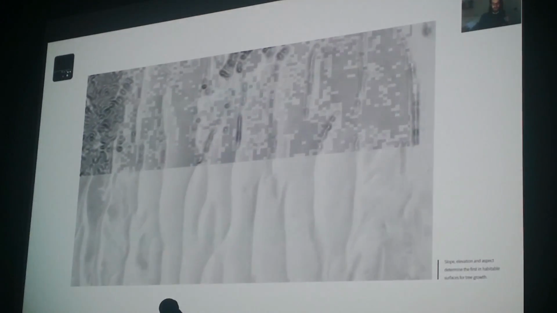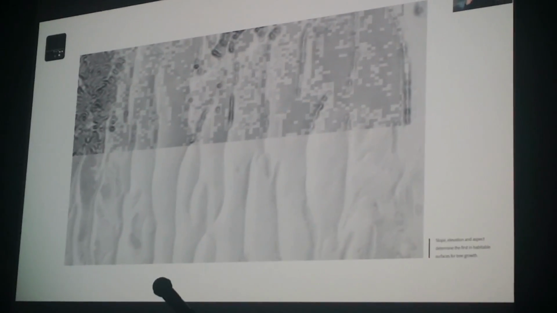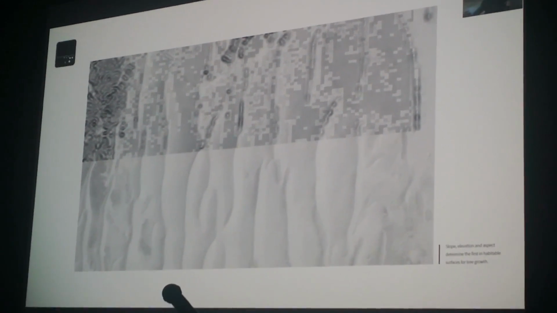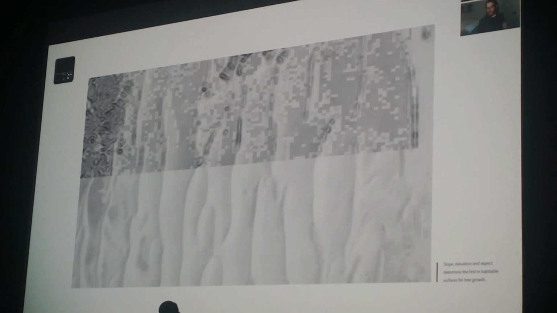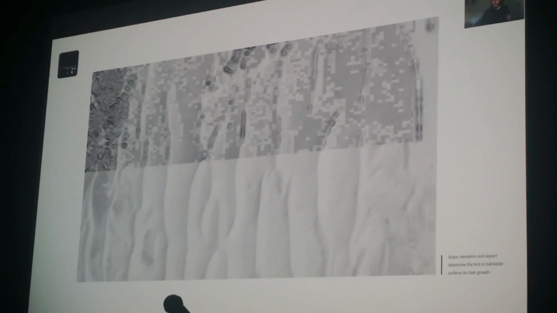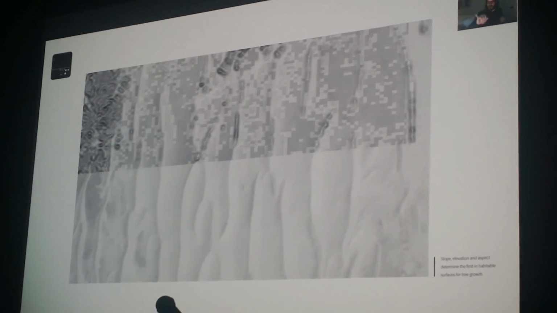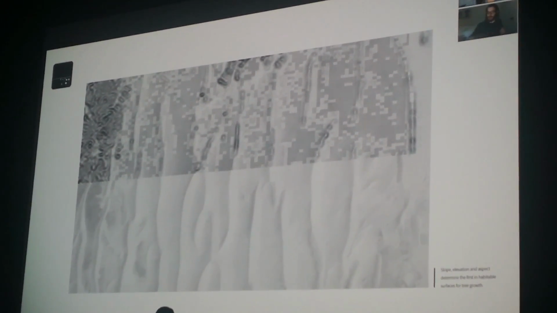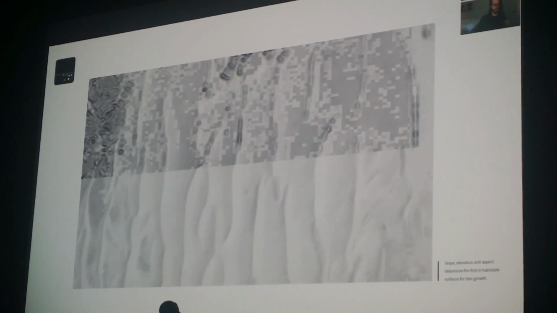And so here we see a calculated representation of the viable surfaces for a tree to grow on, based upon slope, aspect, and elevation. The topography lines are uninhabitable, and the crosshatch is inhabitable surface.